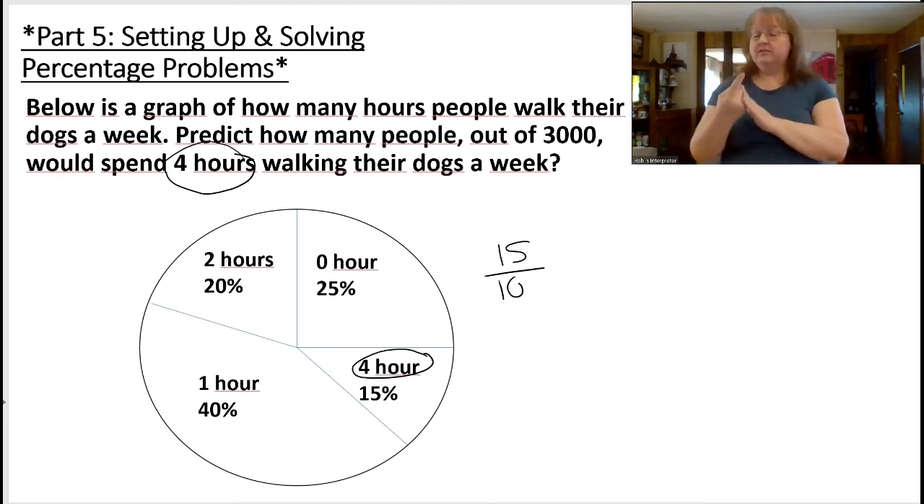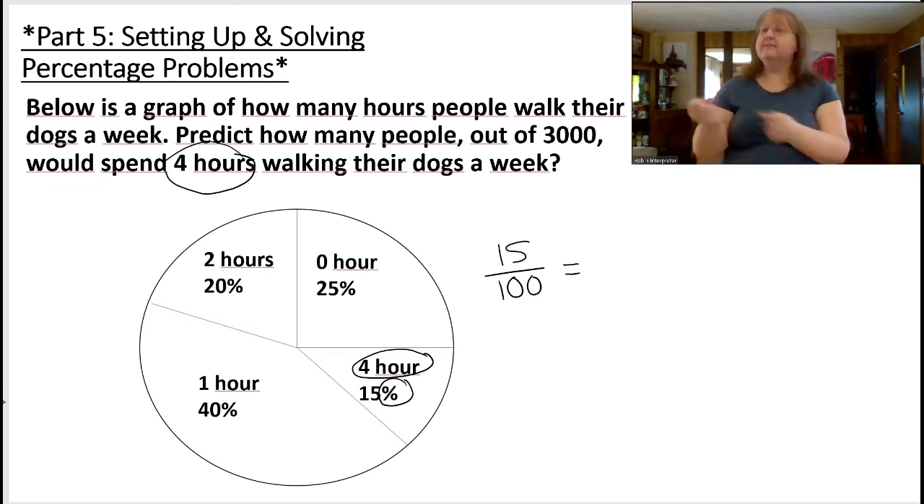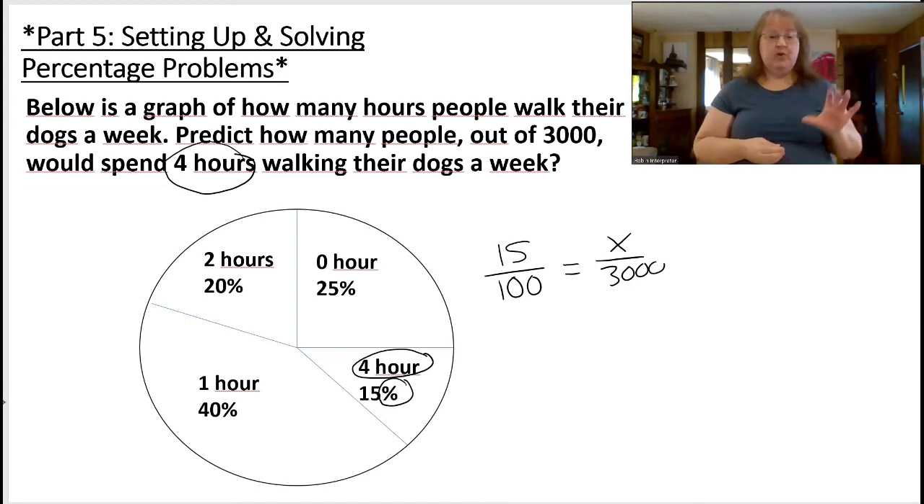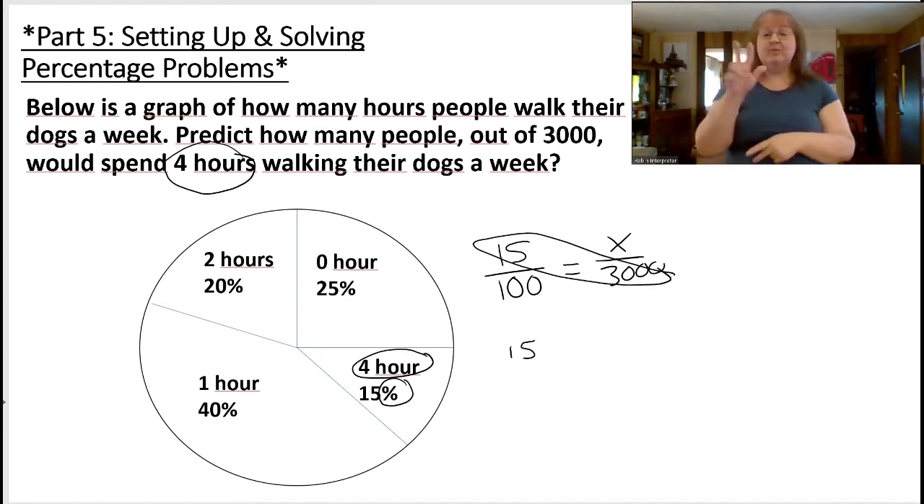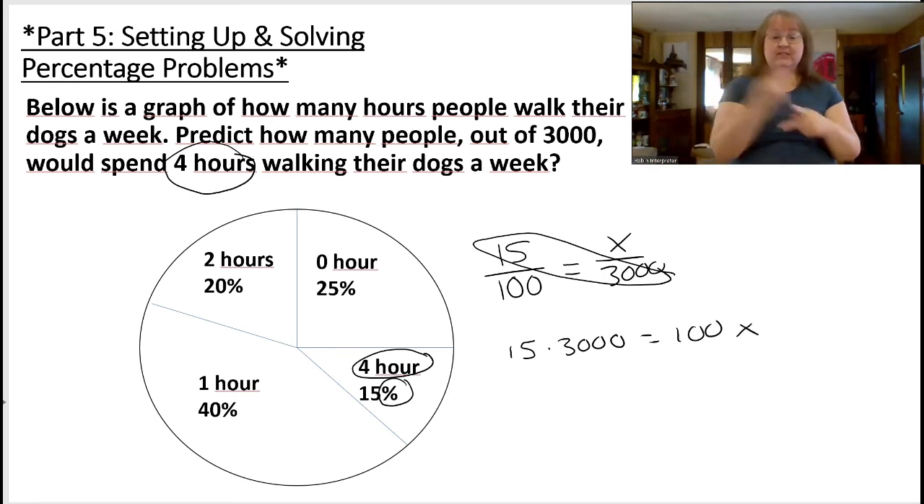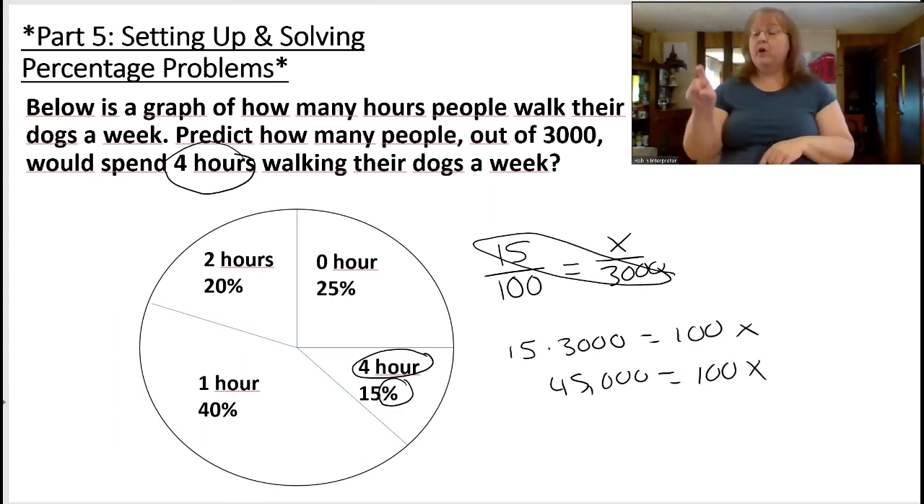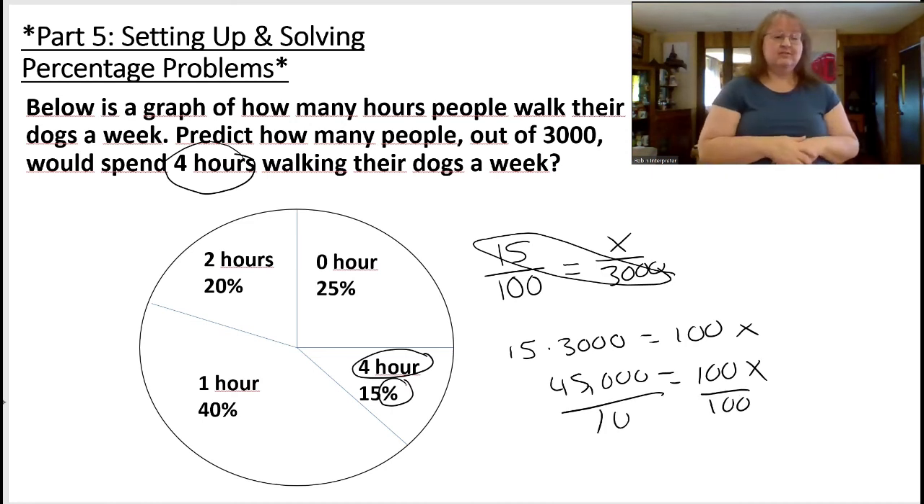15 out of 100 automatically, because it's a percent. Percents are always out of 100. Is the same thing as how many out of 3,000. Okay, so if I were to do my butterfly method, 15 times 3,000 equals 100 times x. So 15 times 3,000 equals 45,000 equals 100x, divided by 100, divided by 100.